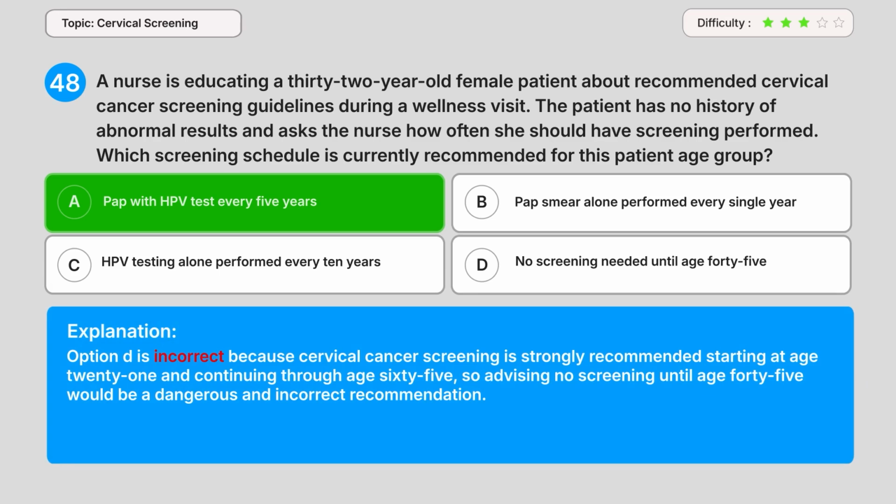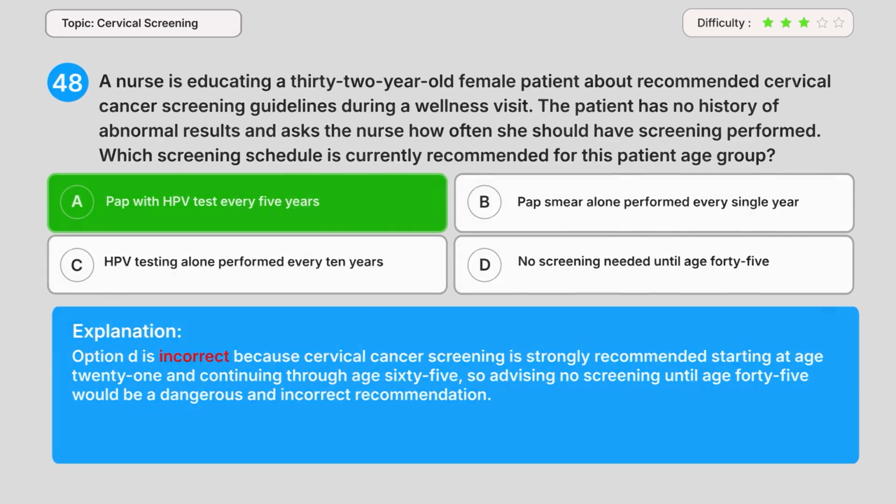Option D is incorrect because cervical cancer screening is strongly recommended starting at age 21 and continuing through age 65, so advising no screening until age 45 would be a dangerous and incorrect recommendation.